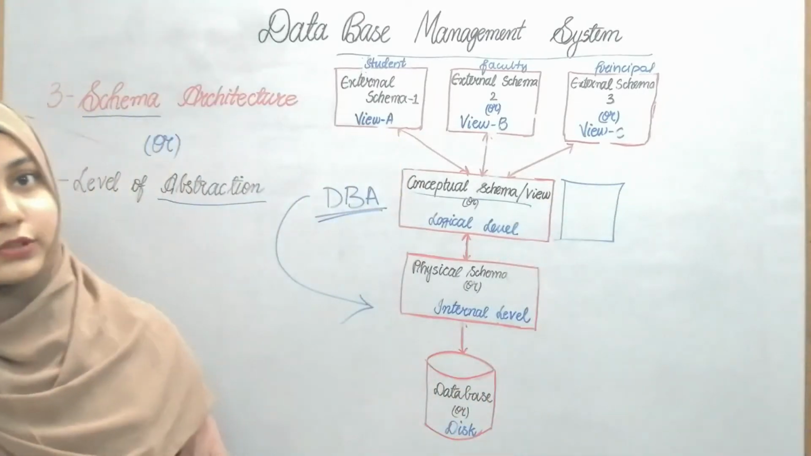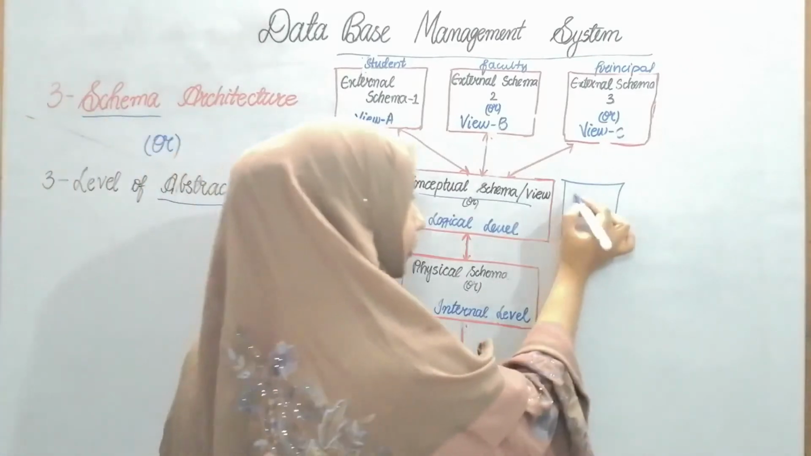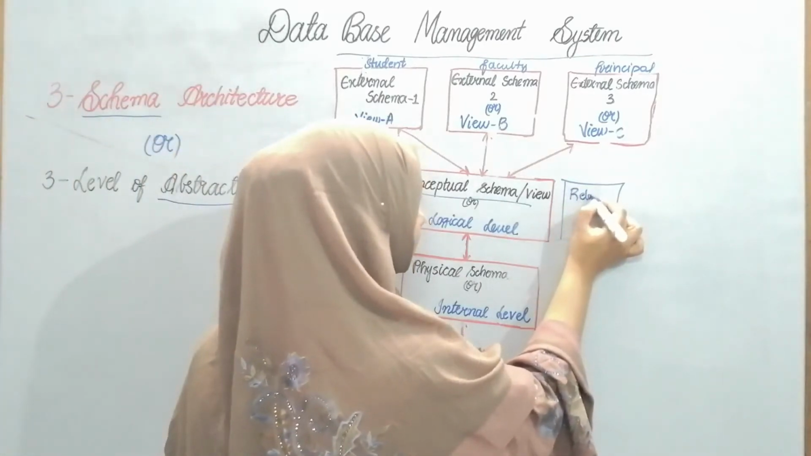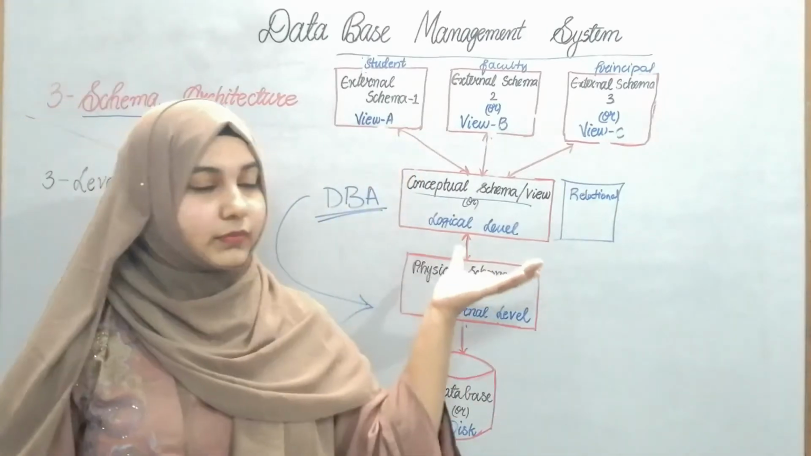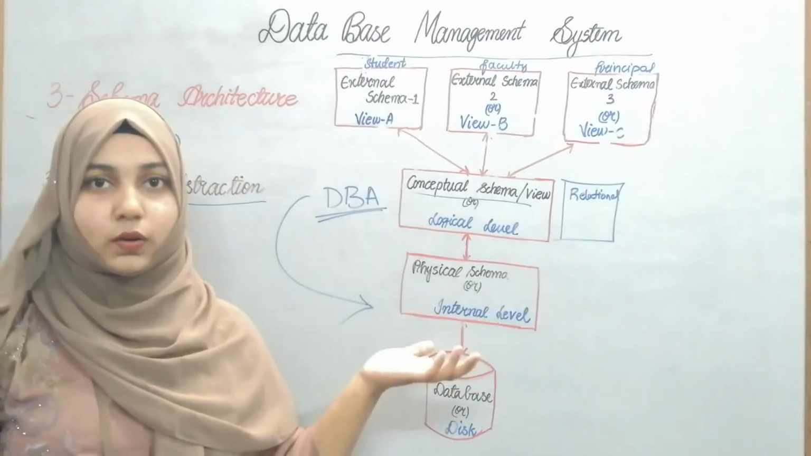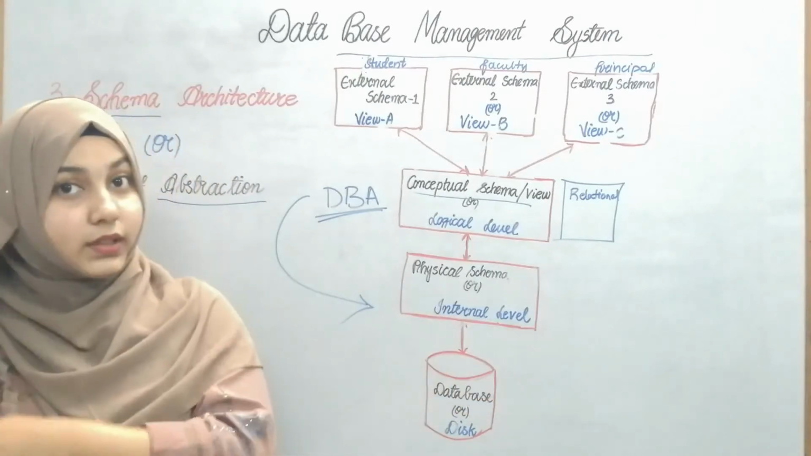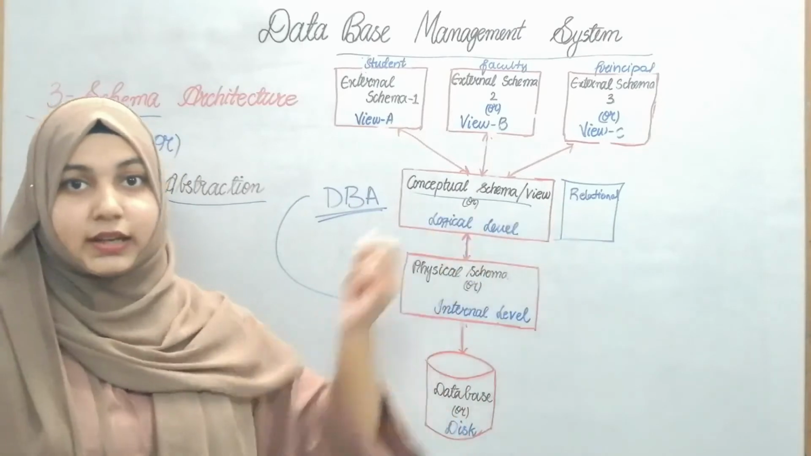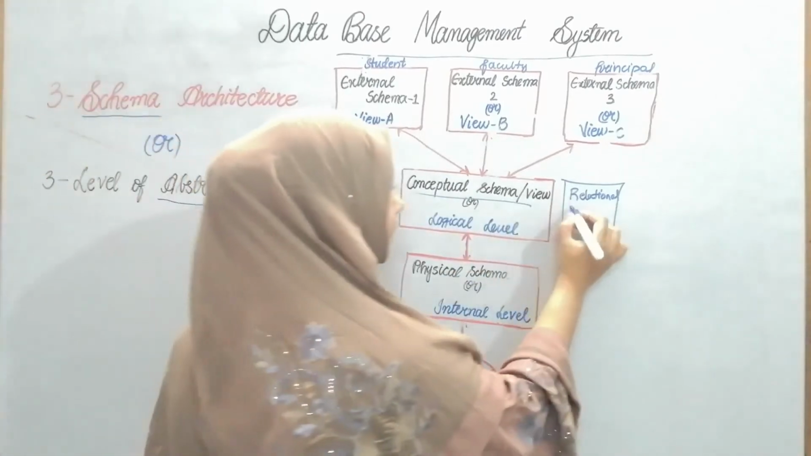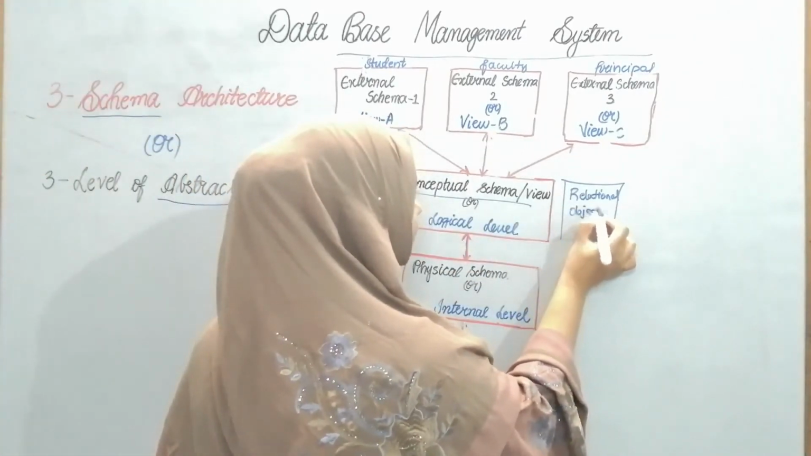We have got different forms for storing the data. We have got relational models. Here we'll be using different models to store the data. Data can be stored in any format, right? Data can be stored in the form of tables, relations. It can be stored in the form of objects. It can be stored in the form of entities.